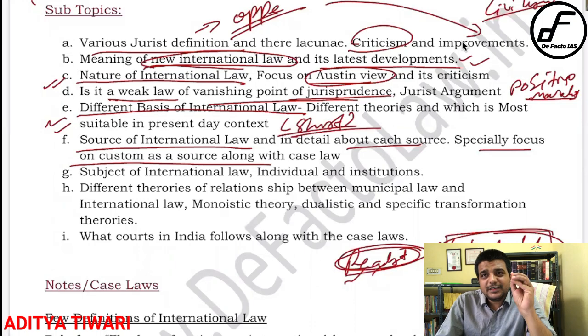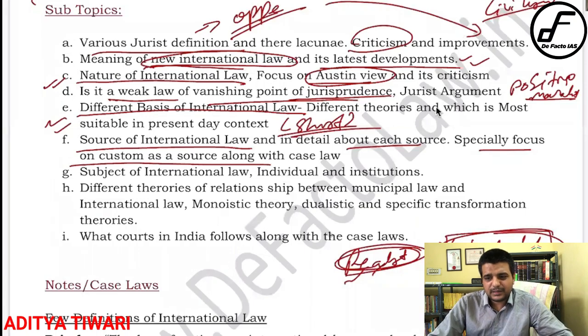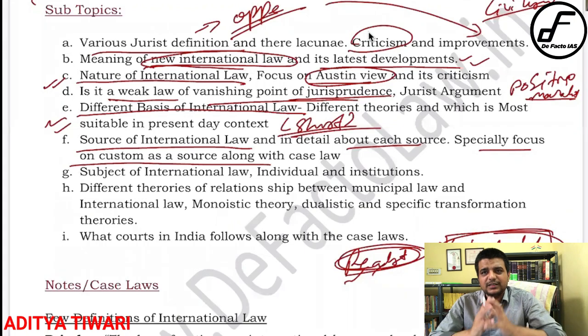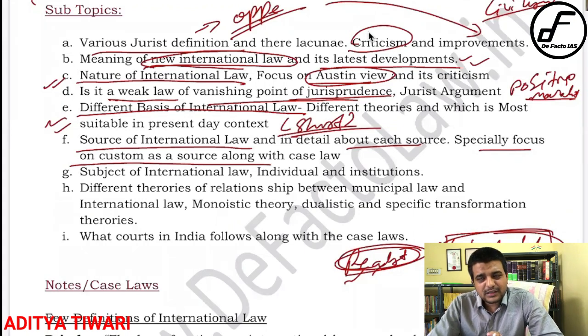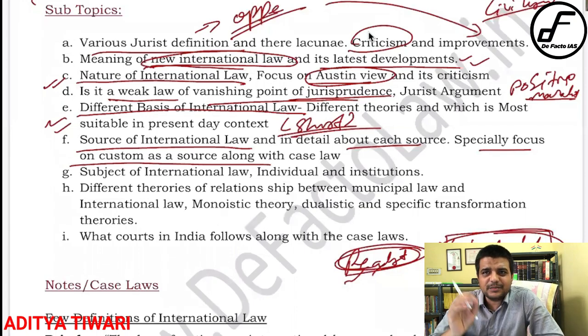Now what happens if there is a conflict between custom and a treaty, or a conflict between custom and judicial decisions? Or if there is a conflict between bilateral and multilateral customs? So you have to go into the nitty gritty of the word custom and study it in very great detail. So that point is clear, understood? Custom is an important concept to be understood, because in the sources of international law, most of the questions actually come from customs.